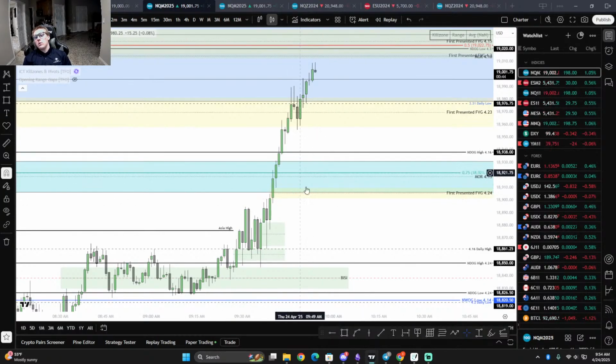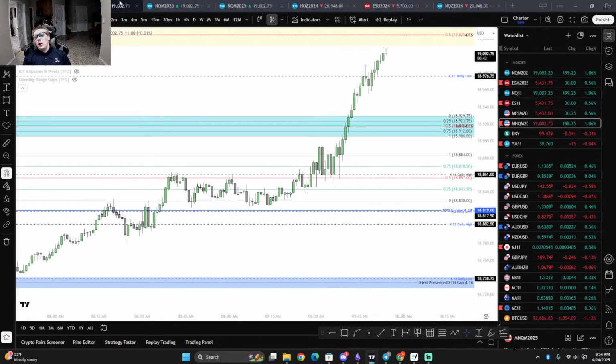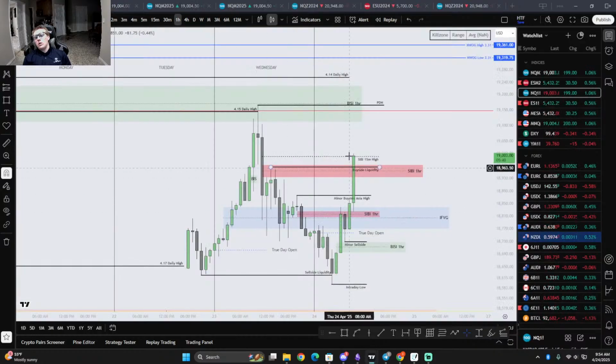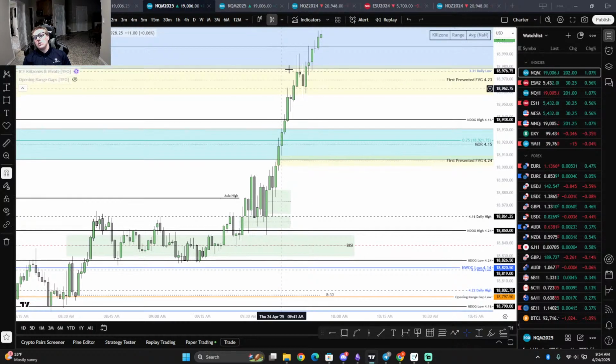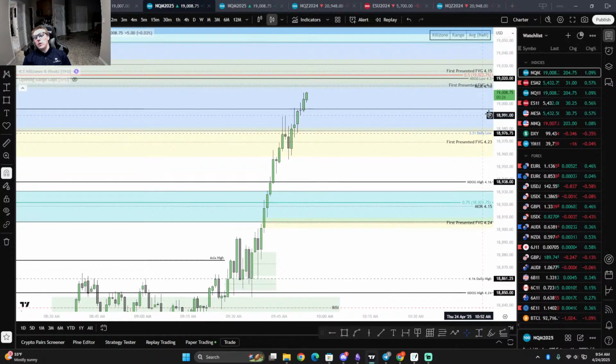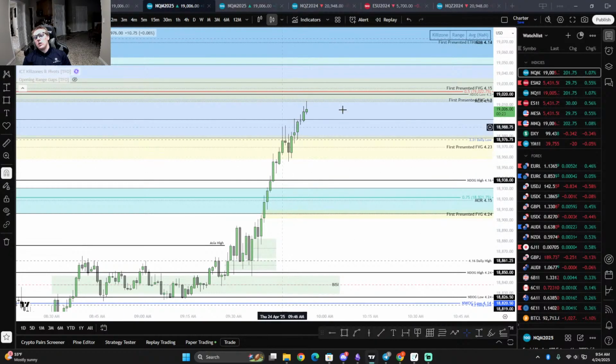This could be a draw on liquidity for the rest of the day, which is why I don't want to chase this higher. Yes, we could be trading to the previous day high here, but we also could trade back down into the first presented fair value gap. That could be something to note. But just looking at this, this is just bullish. Nothing bearish about this. I'm not really interested in anything else.